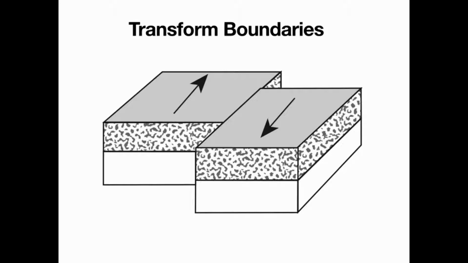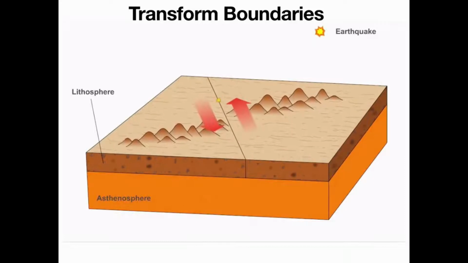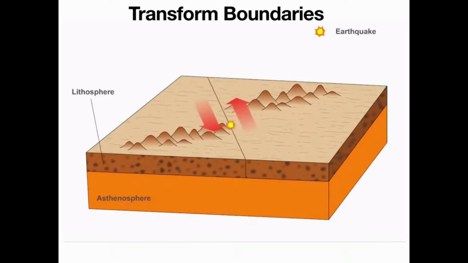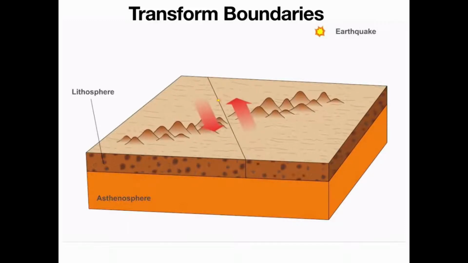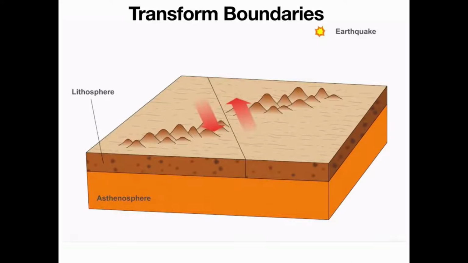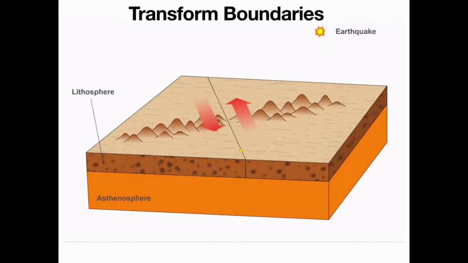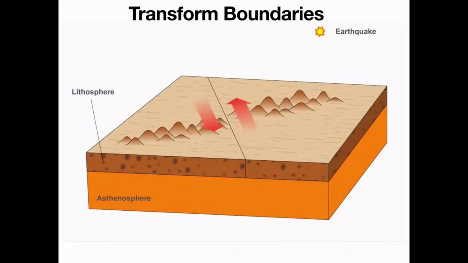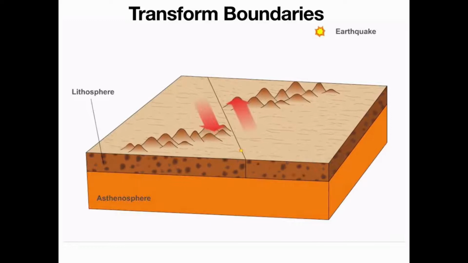Let's start with transform boundaries. These are the boundaries where plates slide past one another. If you take a look at this animation, you'll notice the lithosphere, floating on top of the asthenosphere, is being driven by convection currents, which is causing them to slide laterally past each other. Right along that boundary in the middle, you get a lot of pressure built up, a lot of grinding of the plates, which is often released in the form of earthquakes. Transform boundaries very commonly have earthquakes.